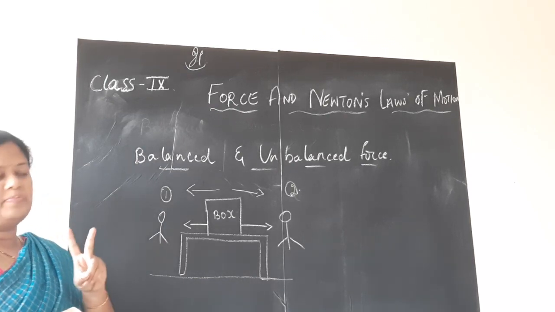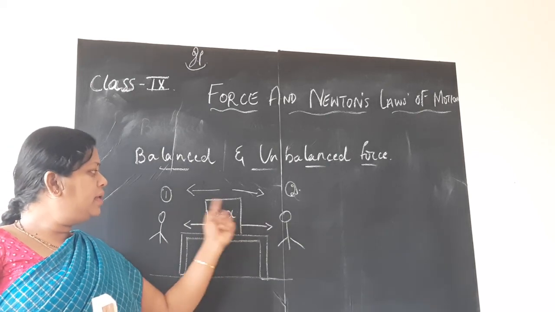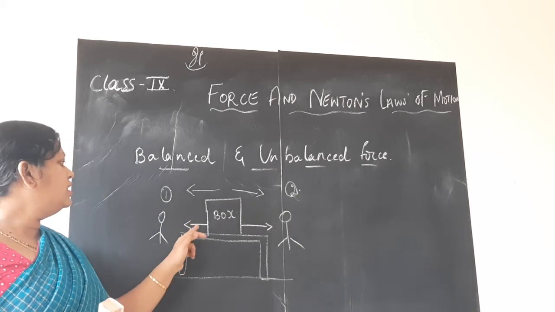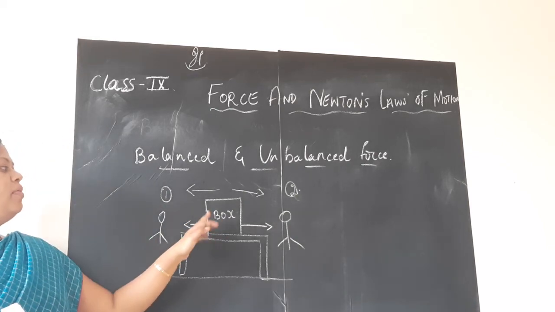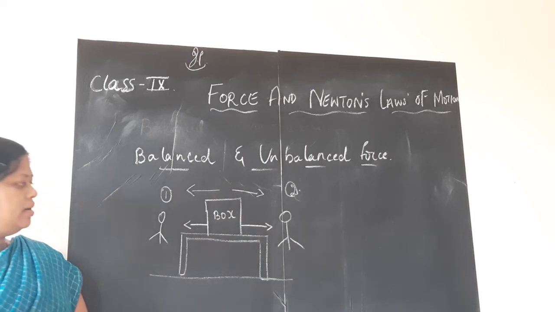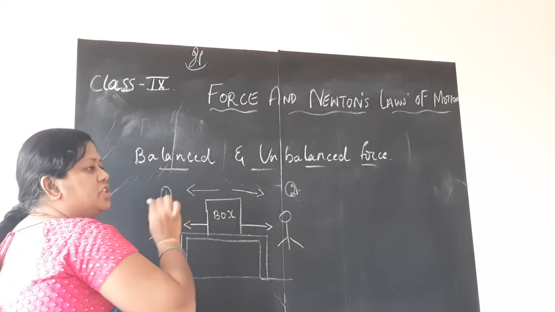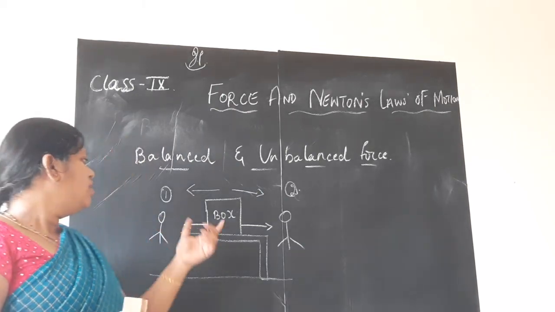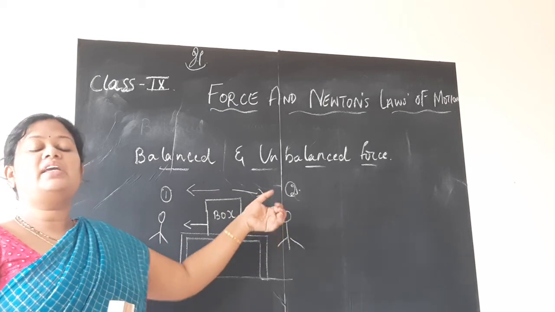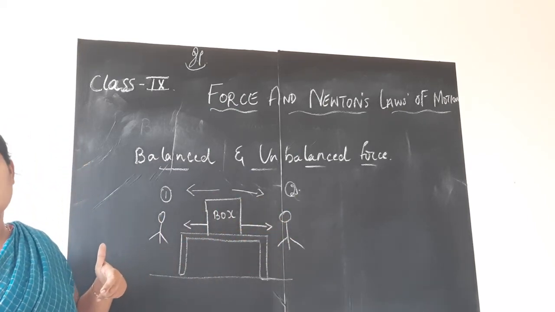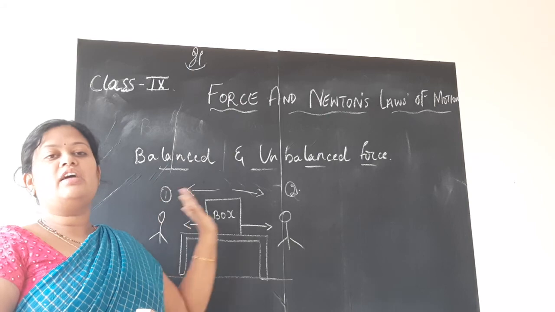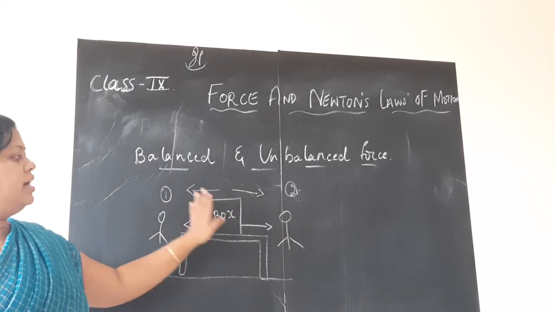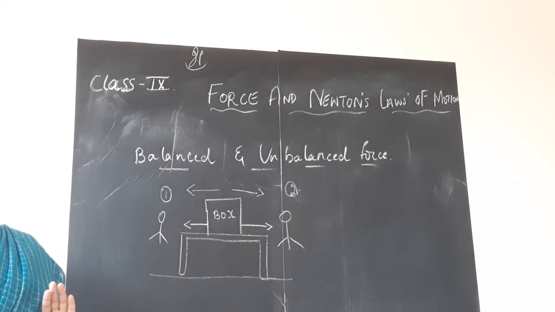Two chances are there. The first case is if they are applying forces equally. If they are applying equal forces on the thread to pull the box, then the box will remain stationary on the table. Stationary means at rest. It is not moving. So if both the persons are applying equal forces and pulling the thread, the box will not move either left or right. Instead, it will remain in this position only.